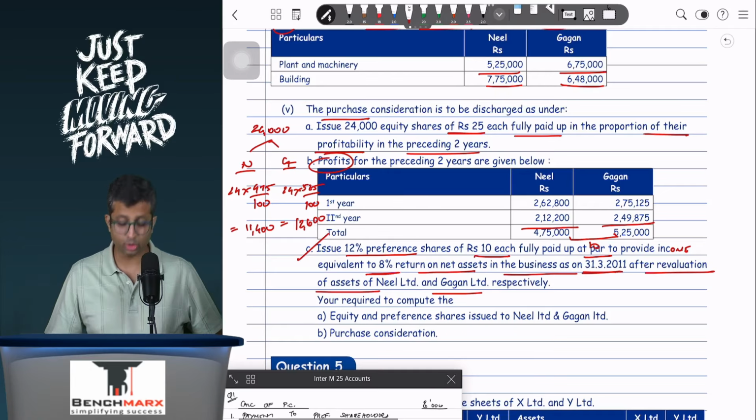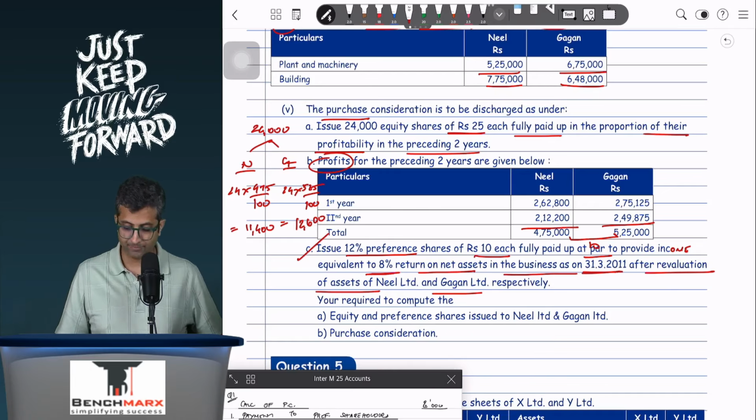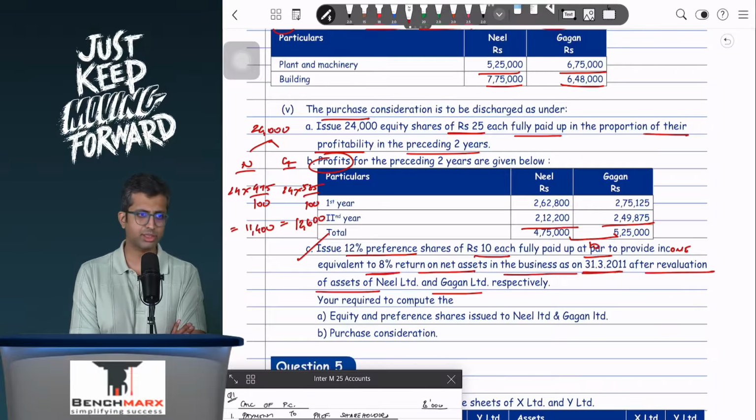It is saying that you are issuing 12% preference shares at par to provide an income which is equivalent to 8% return on net assets. So this is providing an income equivalent to 8% return on the net assets in the business as on 31st March 11 after evaluation of assets of Neil and Gagan respectively.